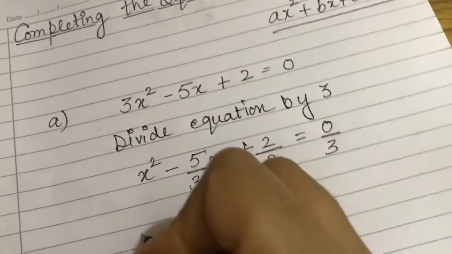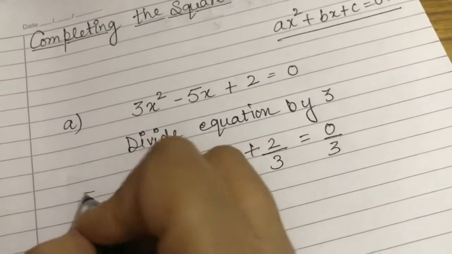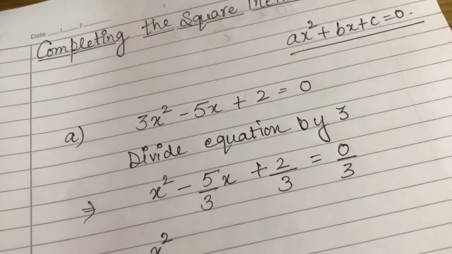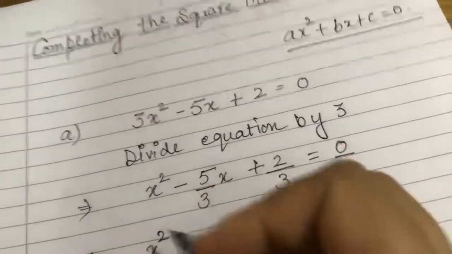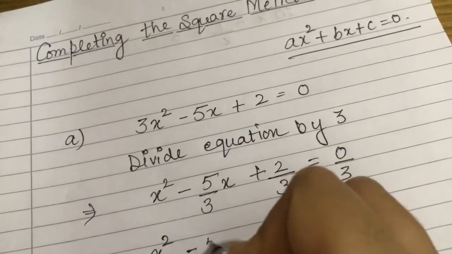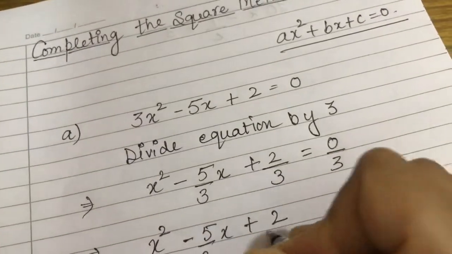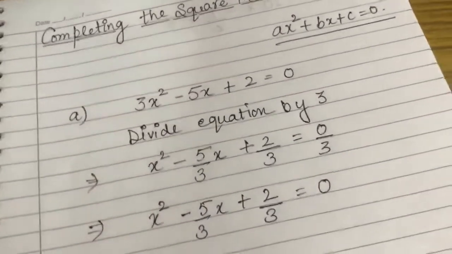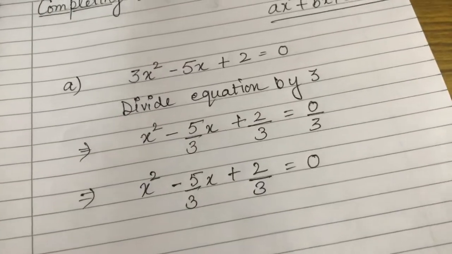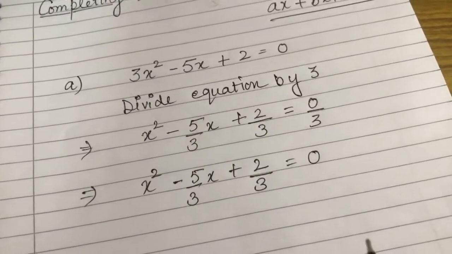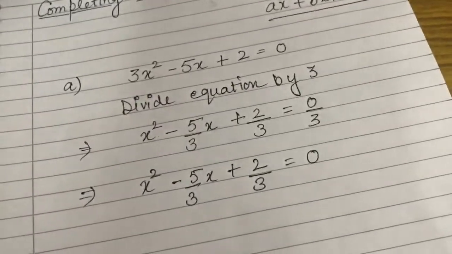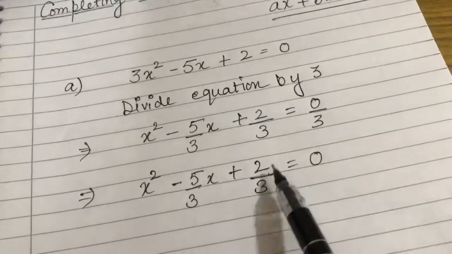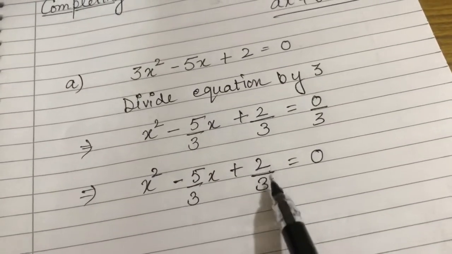Now x square, and don't forget to put arrows here, not an equal sign but arrows you have to put. In the last method also you have to put arrows at every step, in the beginning of every step. Now minus 5 upon 3x plus 2 upon 3, it will be 0 only, because 0 divided by something is always 0. Now in the next step, you have to shift the constant term to the other side. What is the constant term here? The term without variable. This term is having variable, but this term is not having variable. So it is a constant term.